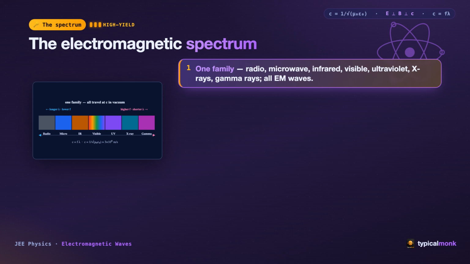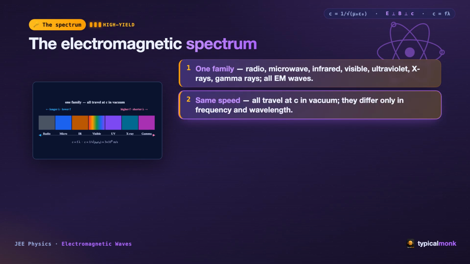The electromagnetic spectrum. One family, radio, microwave, infrared, visible, ultraviolet, X-rays, and gamma rays. All of them are electromagnetic waves. Same speed. All of them travel at c in vacuum. They differ only in their frequency and wavelength.